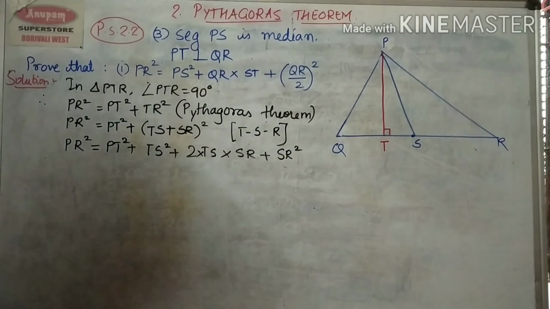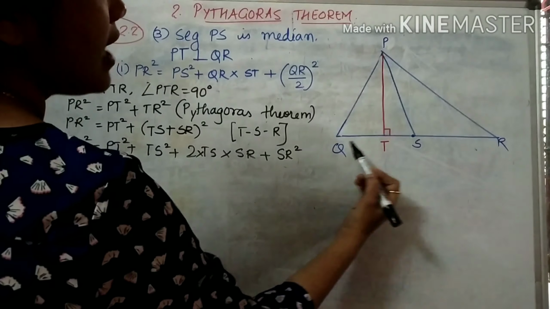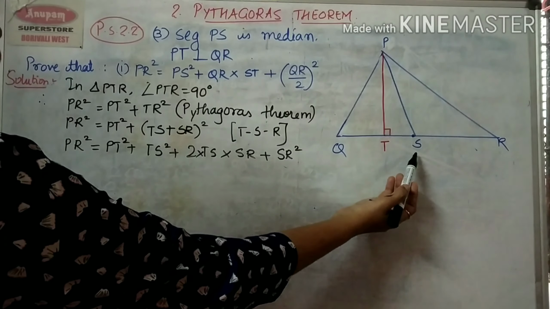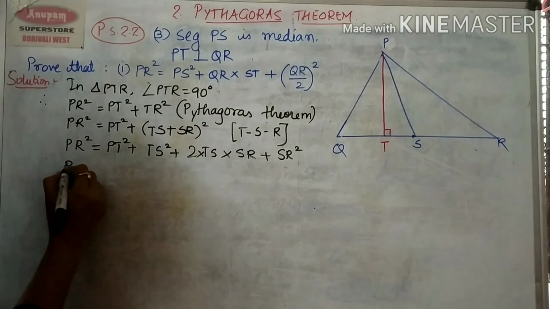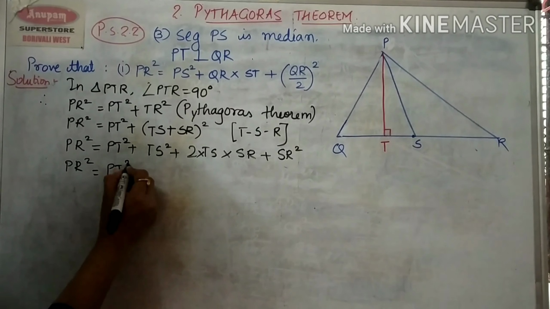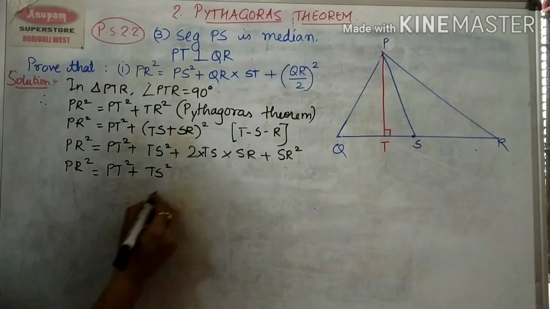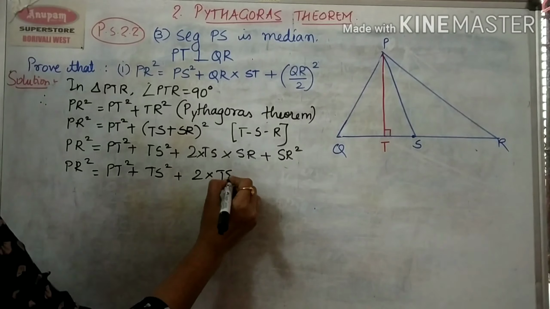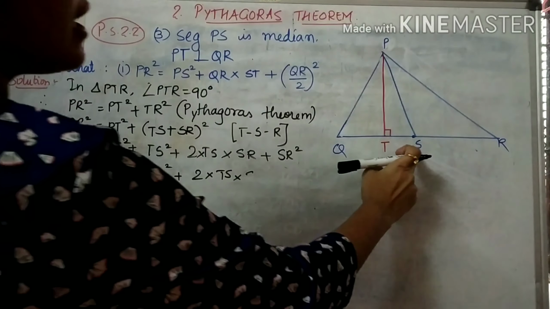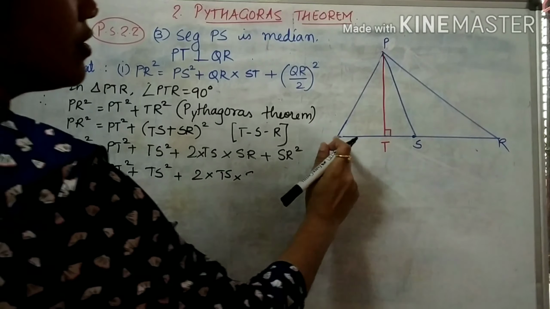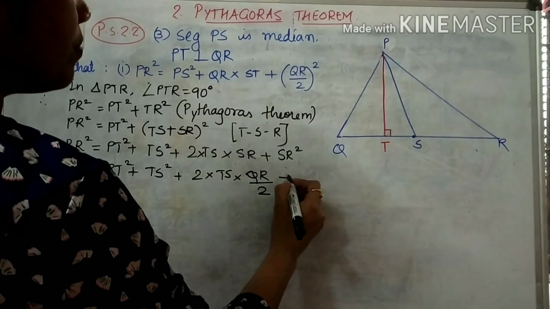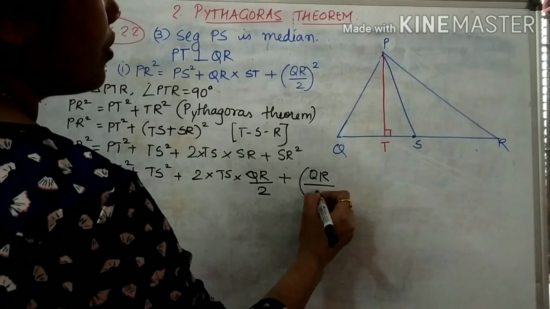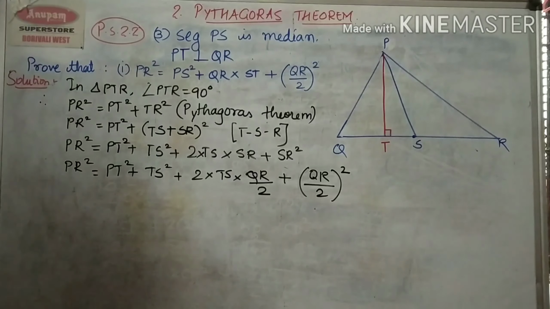I have QR. So children, looking at this figure, can I say that SR is half of QR? Since S is the midpoint, this is going to be half of QR. Yes. So I'll say in the next step, therefore PR square is equal to PT square as it is, TS square as it is, plus 2 into TS into SR. SR I can write down as half of QR, so I'll write this as QR upon 2, plus QR upon 2 the whole square. Yes, because SR is half of QR.